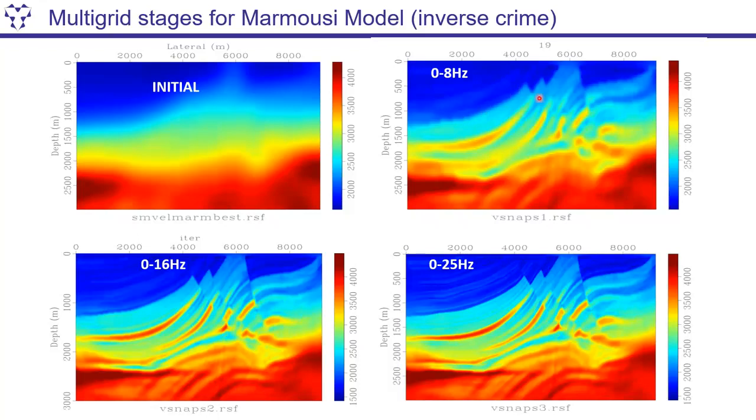Then we take this velocity and interpolate it to a finer grid, and we use it as the initial velocity for the second stage, where, for example, we can double the frequency, in this case going to 16 Hz, where we see that now the resolution is higher. Right? And then we repeat this for the next stage, and in each stage we can achieve better resolution.